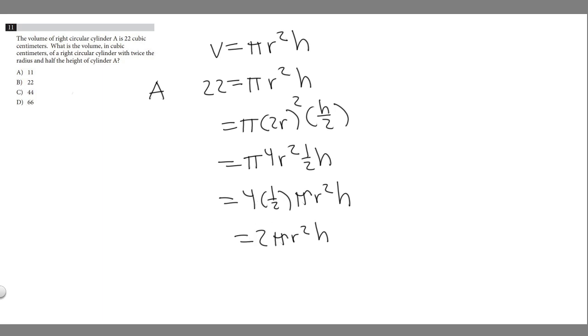And so if this one's 22, then this one's going to be equal to 44, right? Because it's just double our original one because we have this 2 out front. So the answer to this problem is going to be 44. So if we look at our answers, C is going to be 44. So the answer to this problem is going to be C.